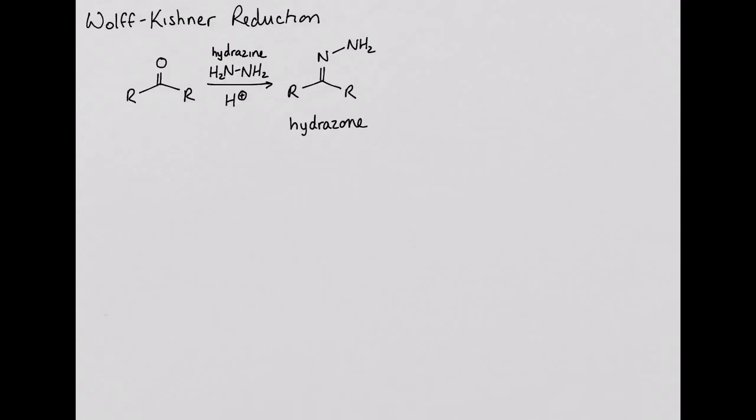The mechanism for the formation of the hydrazone is the same as the mechanism we've already discussed for imine formation under acidic conditions. In the next step, the hydrazone is reduced using strong base and heat. Just like the Clemmensen reduction, this produces the alkane, completely removing the oxygen from the original ketone or aldehyde. The other product of this reaction is nitrogen gas, which is the driving force for the favorability of this reaction.